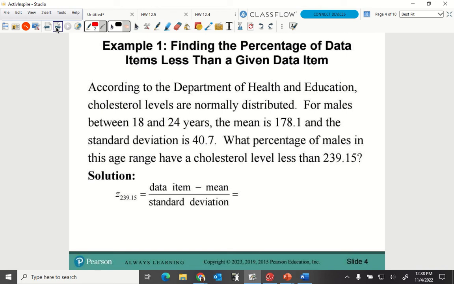Even gives you the correct notation. When you say Z at that point, that's your data item you're going to use. So my data item was 239.15 minus the 178.1, the mean, divided by 40.7, my standard deviation.